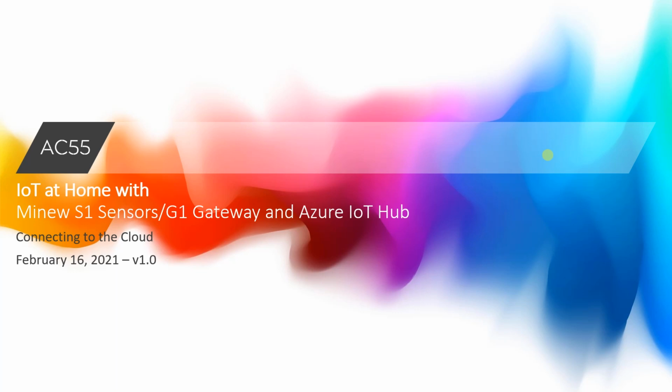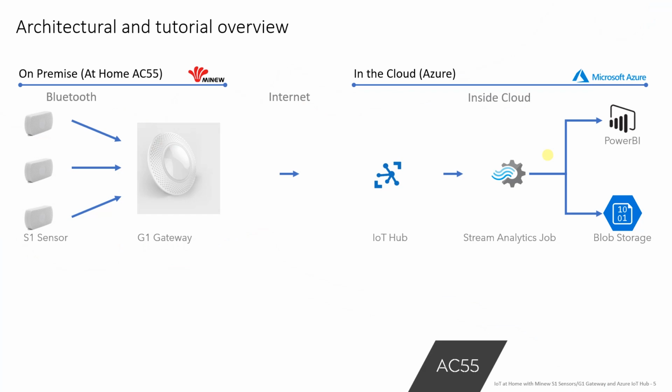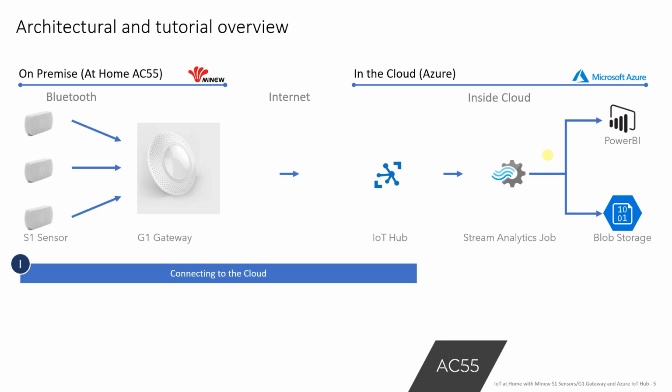In this tutorial, we'll be connecting to the cloud. Let me first talk you through the architecture and the overview of this tutorial. First, we'll have a number of sensors from Minew at home together with the G1 Gateway. We'll, in this tutorial, connect them to the internet and enable them to send data over the internet to Azure IoT Hub. In subsequent tutorials, we'll cover how you take that data from the IoT Hub through Stream Analytics to Power BI and blob storage.